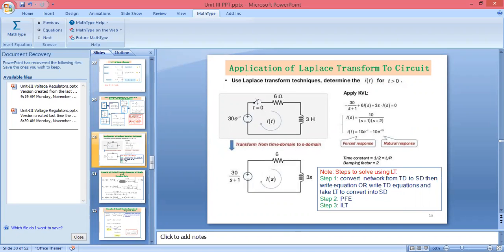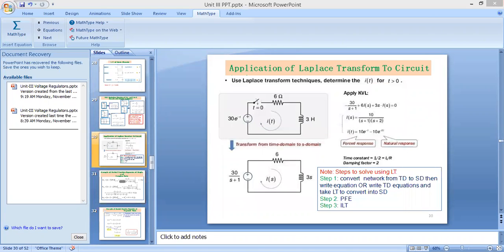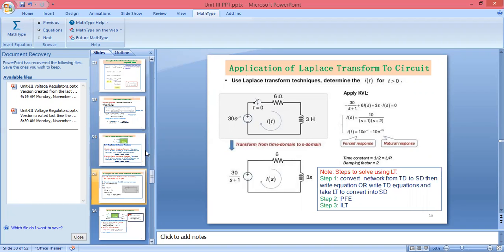Firstly, if anyone has a doubt, you can ask. Pranali, Yogita, are you there? Yes, ma'am. Yes, this was understood, how I am taking the Laplace transform and how I am converting the time domain into the frequency domain. Did you understand this? Yes, ma'am. Okay. So now we will see about this.